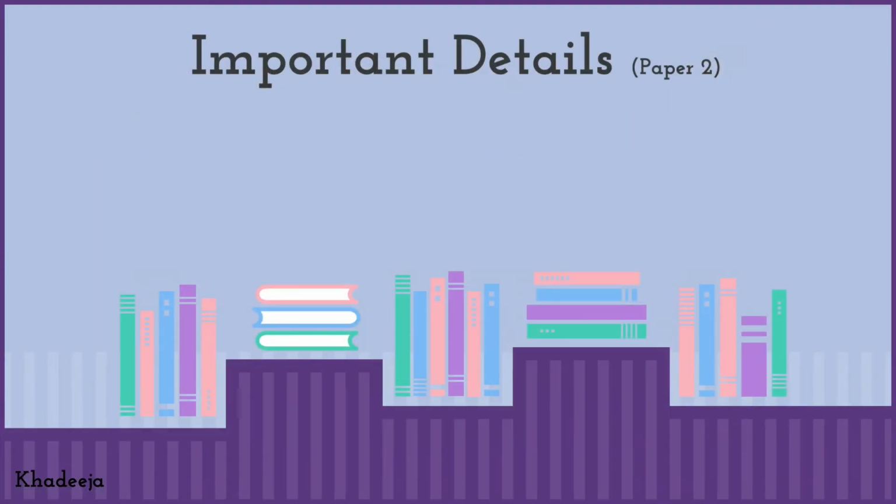Now moving on, let's look at paper 2. Okay, so paper 2 is the tricky one. Like for ICT, paper 2 is where you really have to focus on, because that's where most students lose their marks.